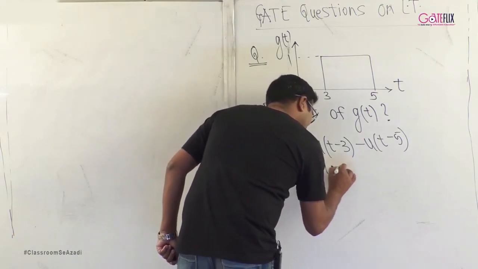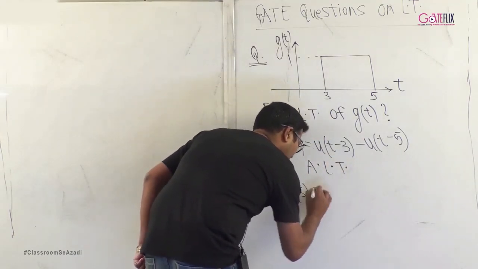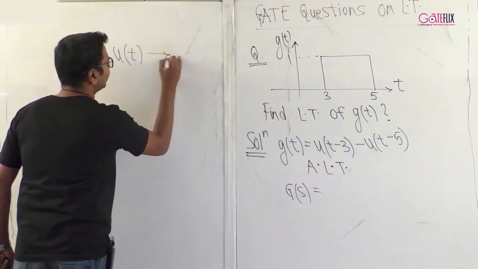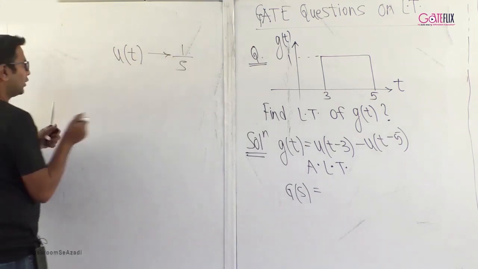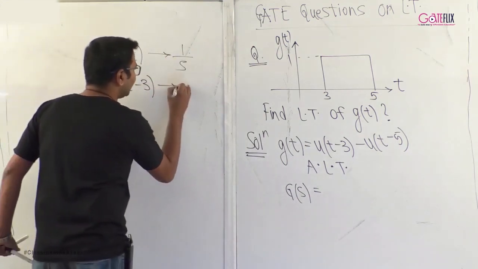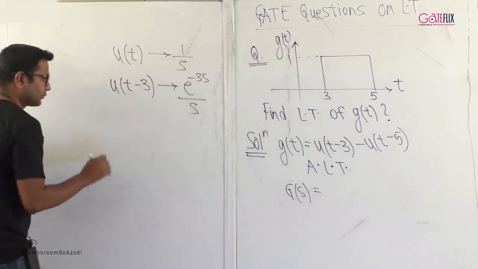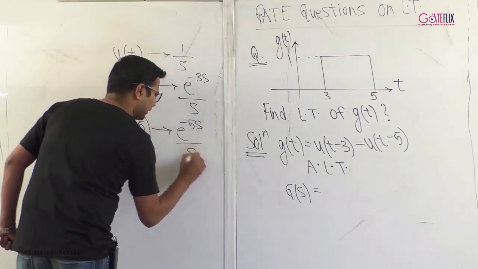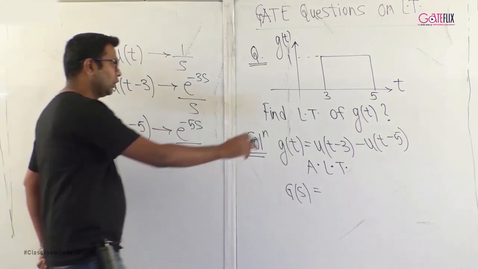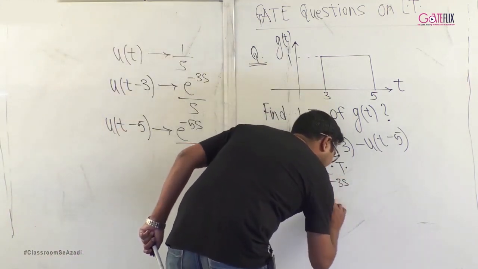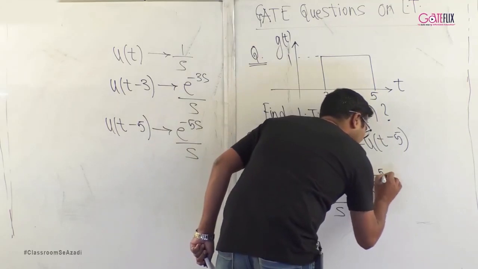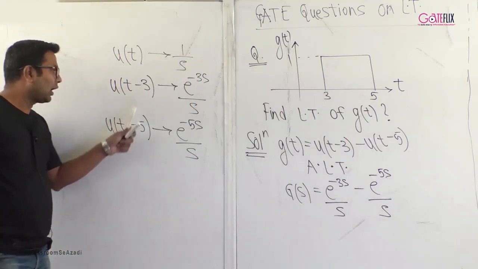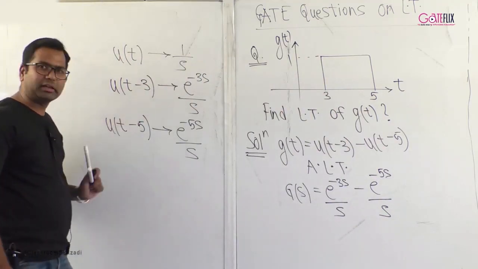If we apply the Laplace transform, capital G of s will be equal to, as we have seen, that for unit step the Laplace transform is 1 by s. For u of t minus 3, the Laplace transform will be e raised to minus 3s by s. And u of t minus 5, the Laplace transform will be e raised to minus 5s divided by s. Therefore, this will be e raised to minus 3s by s, minus e raised to minus 5s by s. These two Laplace transforms are calculated by using the time shifting property.